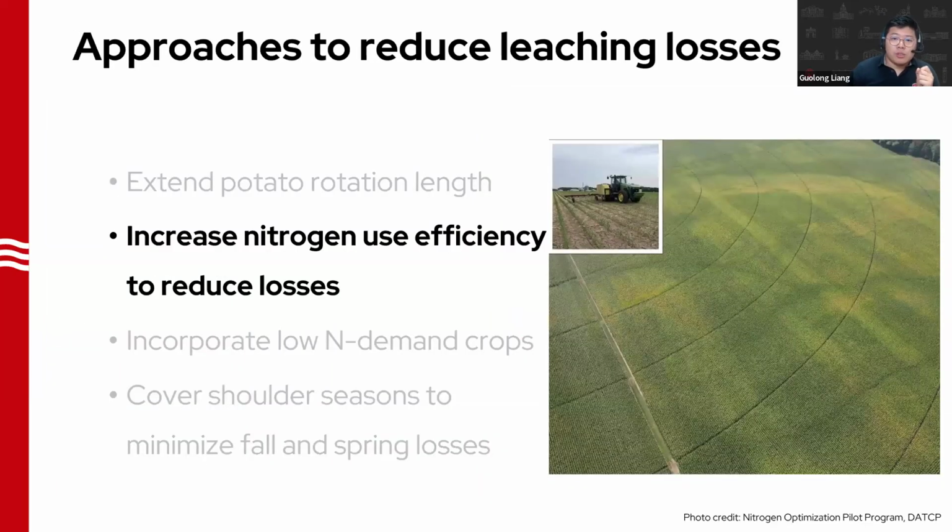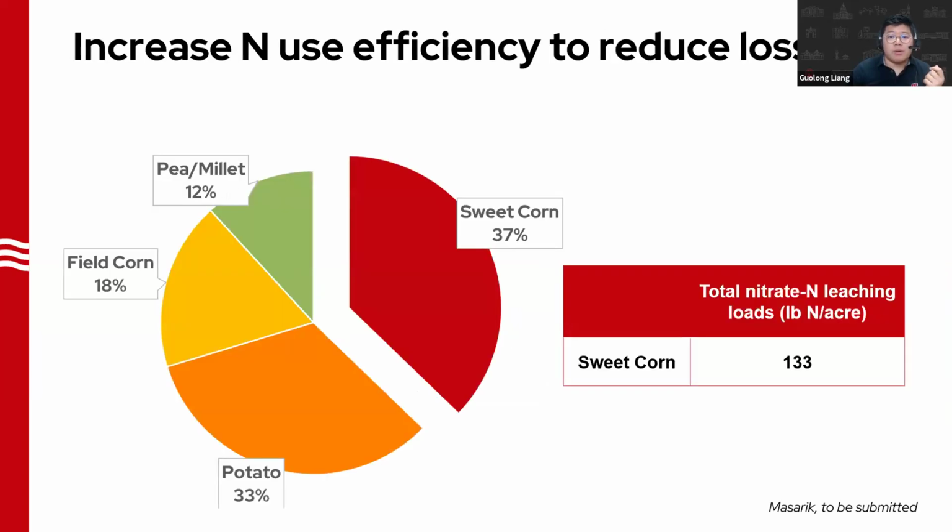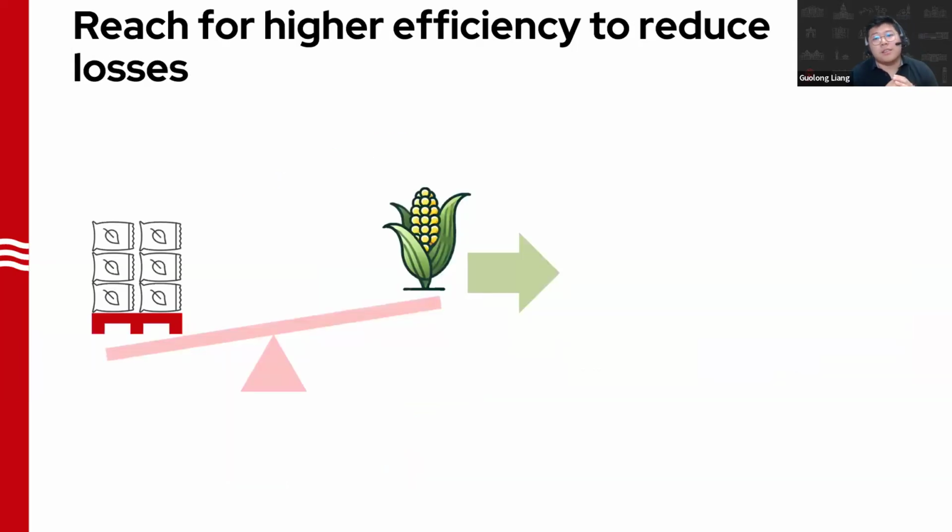The second approach to reduce nitrogen loss across rotations is to zone in on individual crops and become more efficient in using nitrogen in those years. We'll start with an example of sweet corn. From the leaching study, we saw that more than 100 pounds of nitrogen per acre were lost during the sweet corn year. Are there any ways where we can do better in the sweet corn to reduce such loss? The answer is yes, and the key is the word efficiency.